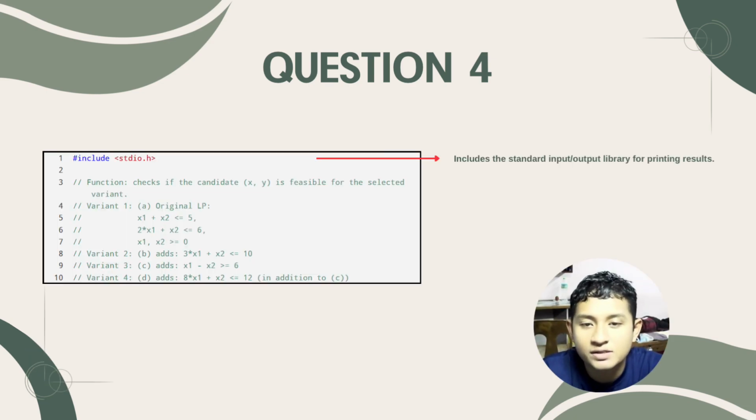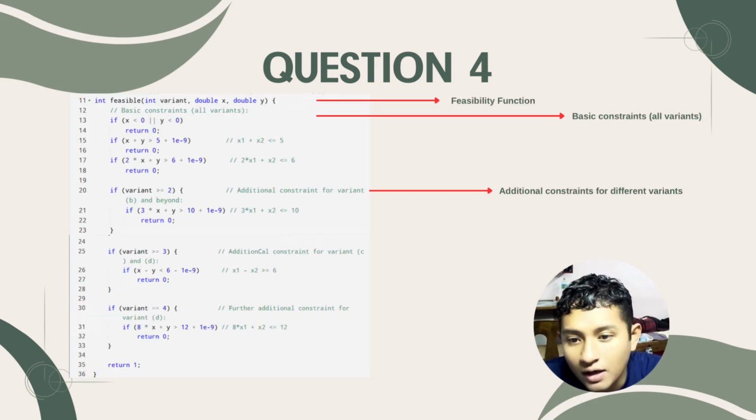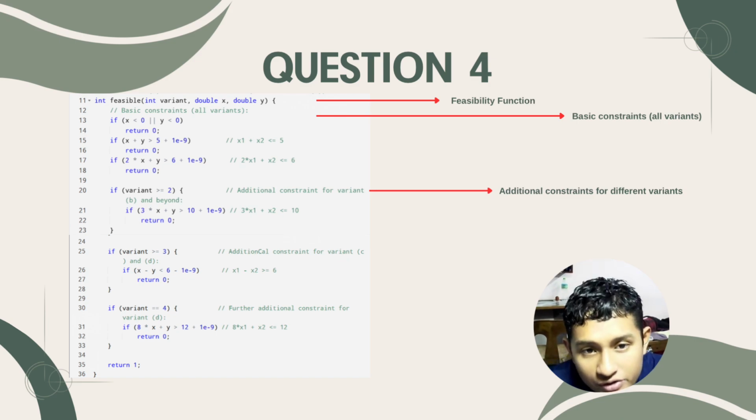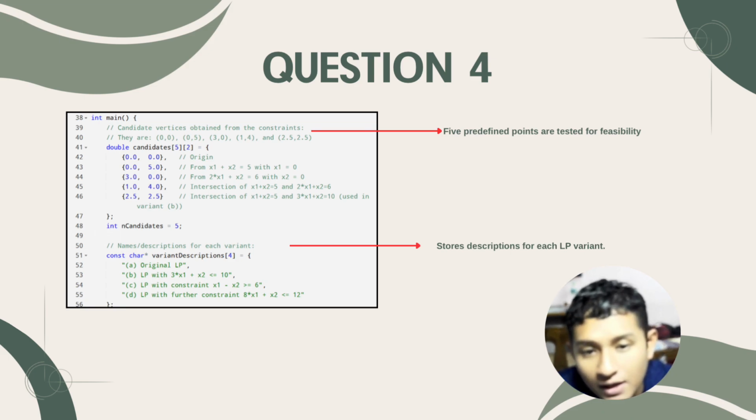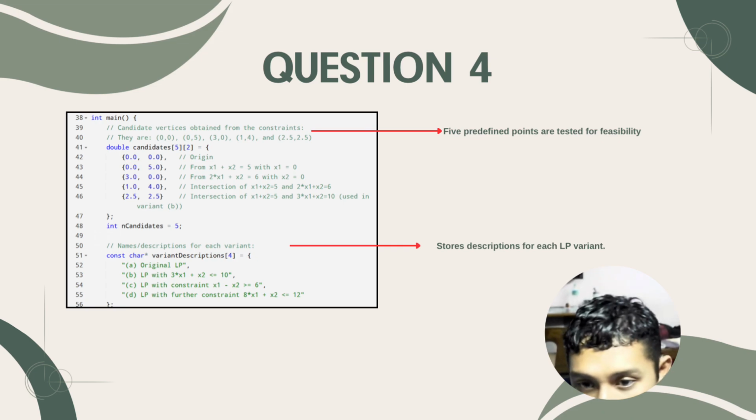So for the solution of this question, we use C programming. First, in lines 1 to 10, we include the standard input and output library for printing results. For lines 11 to 36, we put the feasibility function. First, we declare the basic constraints, all the variables and the constraints, and then for line 20, we add the constraint for the different variants. For lines 38 to 55, we add the 5 predefined test points to check feasibility, and we store the description of each linear programming in line 50.